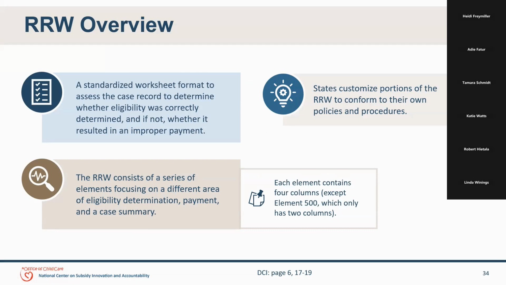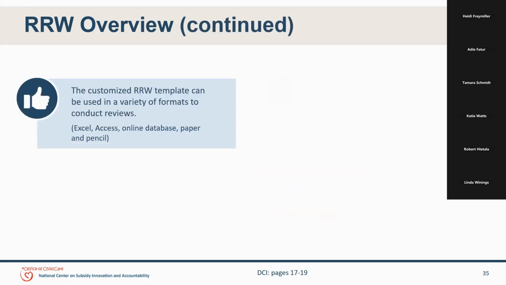The record review worksheet is a template, parts of which cannot be changed, and parts of which are customized by lead agencies. You can use any format you would like to create your customized template and conduct your reviews. Some states use a Word document or Excel, an online database. Any of those are fine. However, you must be able to provide a printed version of the worksheet that conforms to the template as found in the DCI, which would be the template that I just showed you a moment ago.